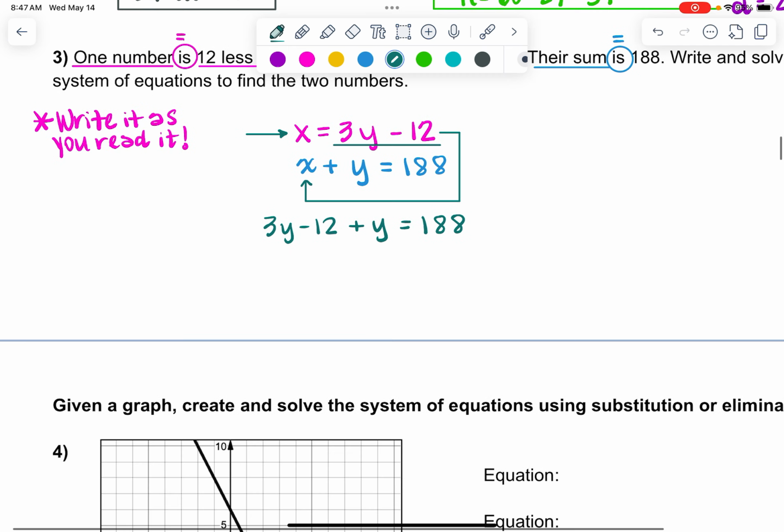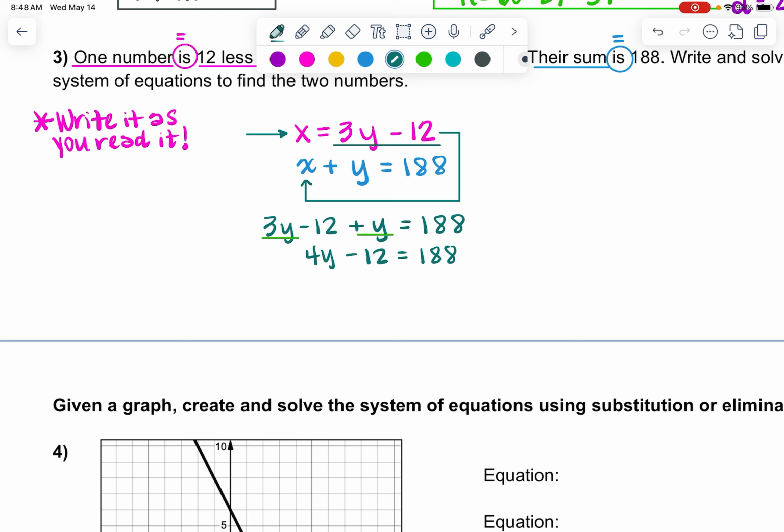And then we're just going to solve that algebra equation, right? We've got some like terms on the same side, we've got a 3y plus a 1y. So that's going to give us 4y minus 12 equals 188. Right, and then we just need to solve that two-step algebra equation.